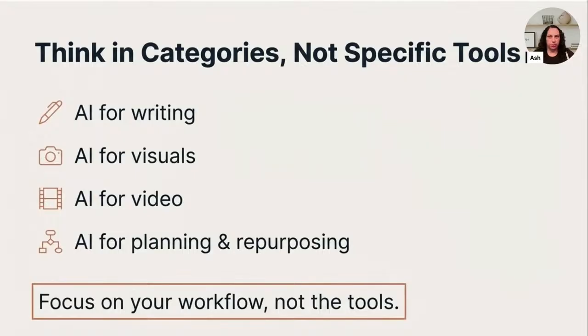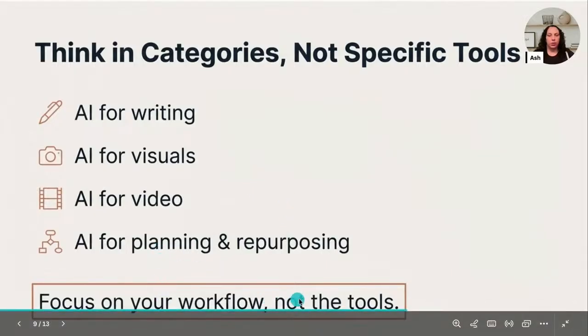not specific tools, because a lot of the times we have too many tools when a lot of our systems can do the same thing. Like ChatGPT does 90% of the work. ChatGPT can do writing and visuals and planning and repurposing. So it takes 90% of my tools. The video I have is for Sora. So that's all I got, right?